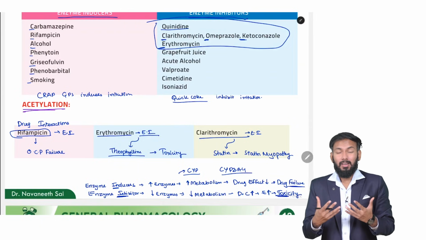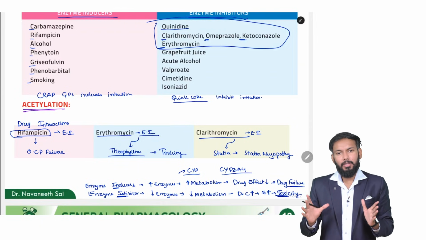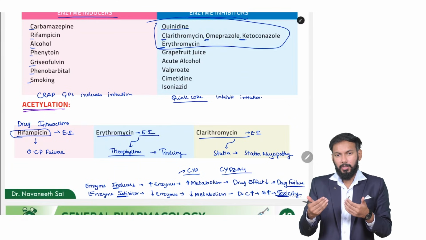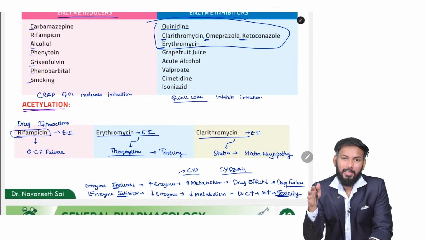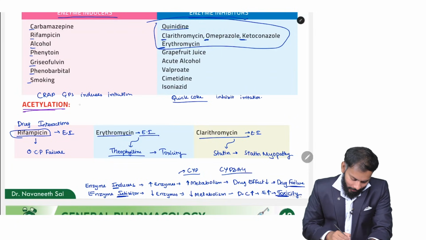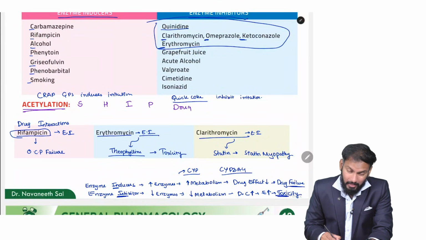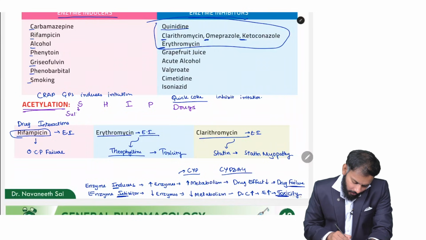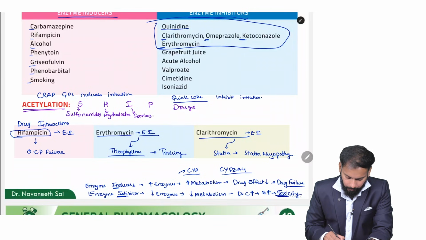Now, we'll talk about the drugs that are undergoing acetylation. I told you most of the drugs in phase 2 will undergo glucuronidation, but there are some drugs that are undergoing acetylation. What is so important about these drugs? There is something very important. Let us try to see. They are known as SHIP drugs which will undergo acetylation. What are these SHIP drugs? S for sulfonamides, H for hydralazine, I for isoniazid, P for procainamide, D for dapsone.